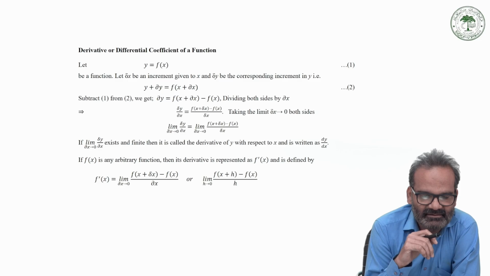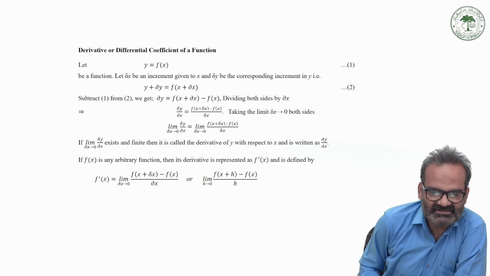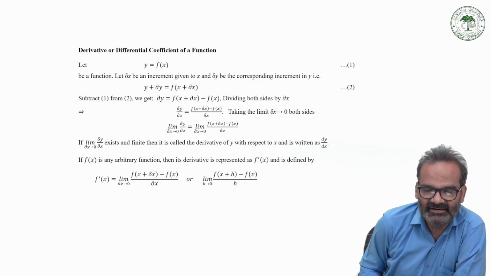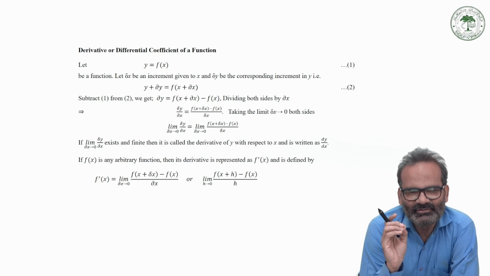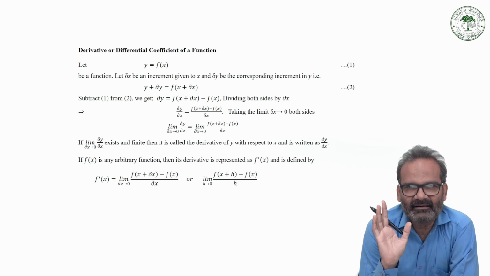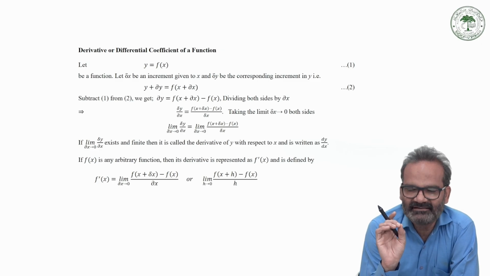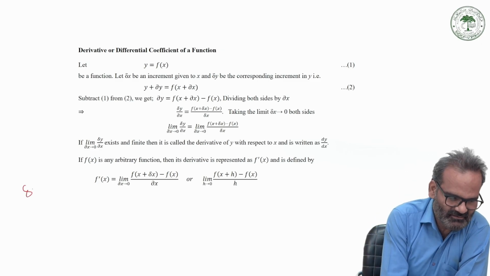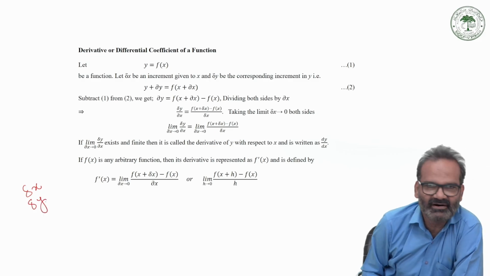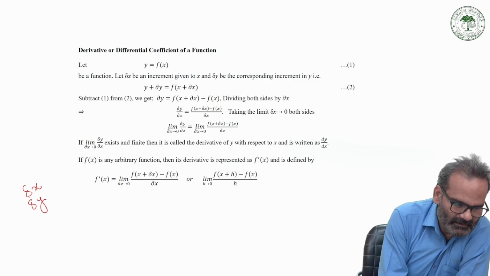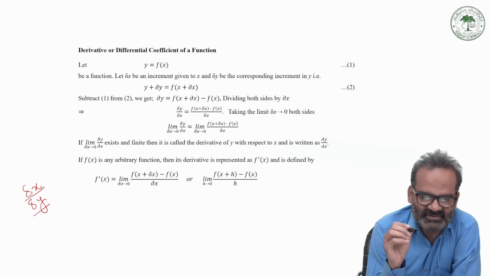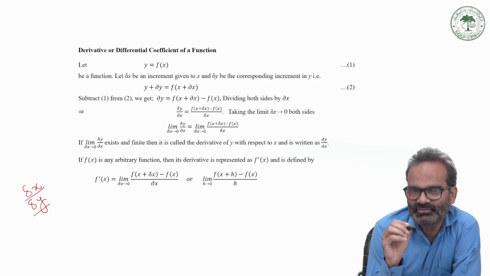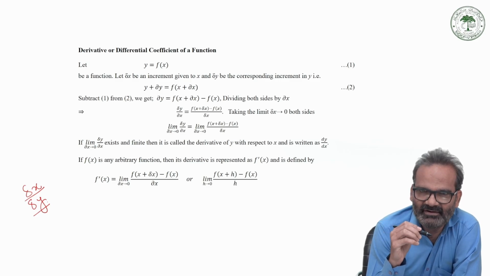So the same we will do here. Let y is equals to f(x) be a function. Let delta x be an increment given to x and delta y be the corresponding increment in y. Don't be confused or scared of these two new terms, delta x and delta y. This is the notation of delta x and this is the notation of delta y. We are using them just now, but later we will remove these two terms. Here they are used as standard notations almost in every book. That's why we are also using them.